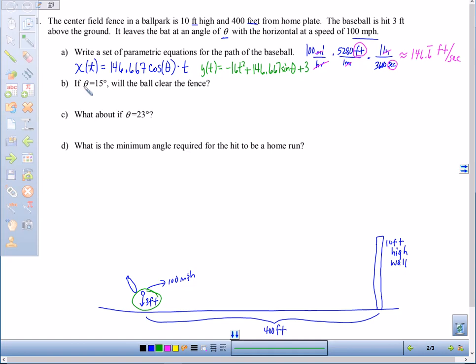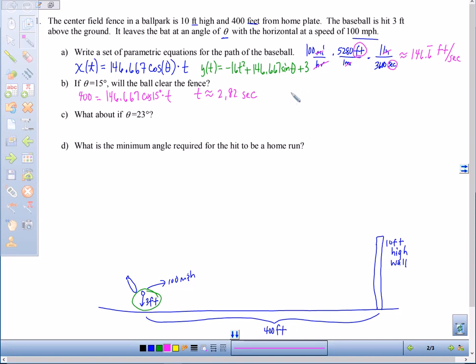So in part B, if theta is 15 degrees, will the ball clear the fence? Okay, so how can we do that? Well, we can figure out the time it takes to get to the fence, and then how high it would be. To determine that, we plug in 400 feet, because that's how far away the fence is from where the ball is hit, equals the 146.667 cosine of, this time they gave us 15 degrees, times t. We're going to solve for t. When we take the 400 and divide it by this, t is approximately 2.82 seconds. So that gives us the time it would take this ball to get to the wall.